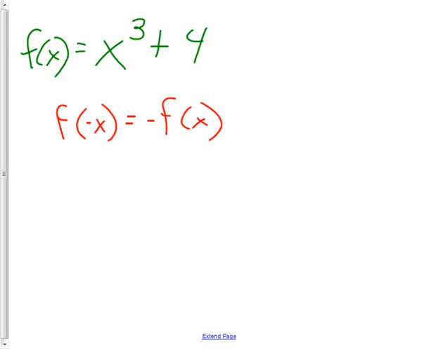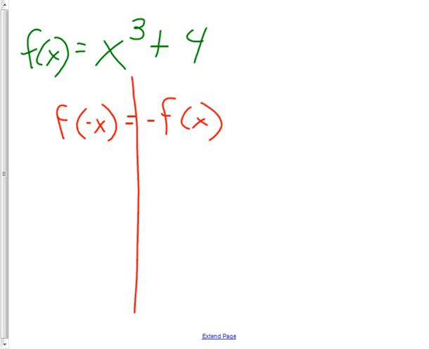Now, I'm going to draw a line like this. And I'm going to figure out f of negative x on this side, and I'll figure out negative f of x on that side. And I'm going to see if they really equal each other or not. If they equal each other, then this will be proven to be odd.